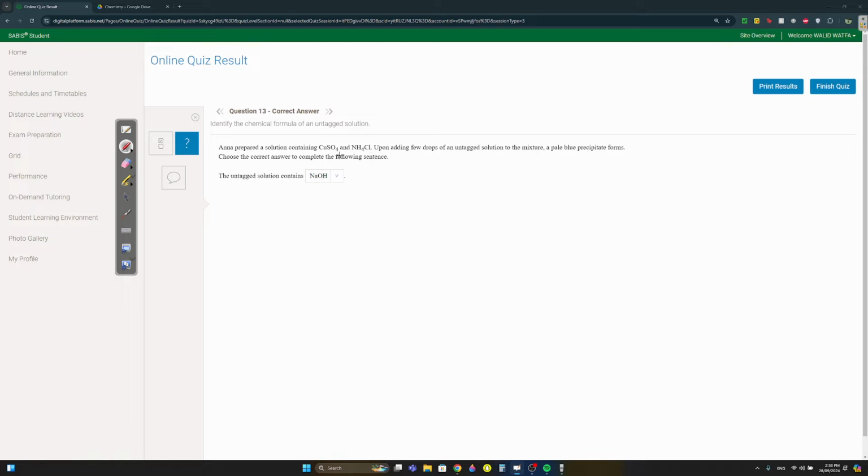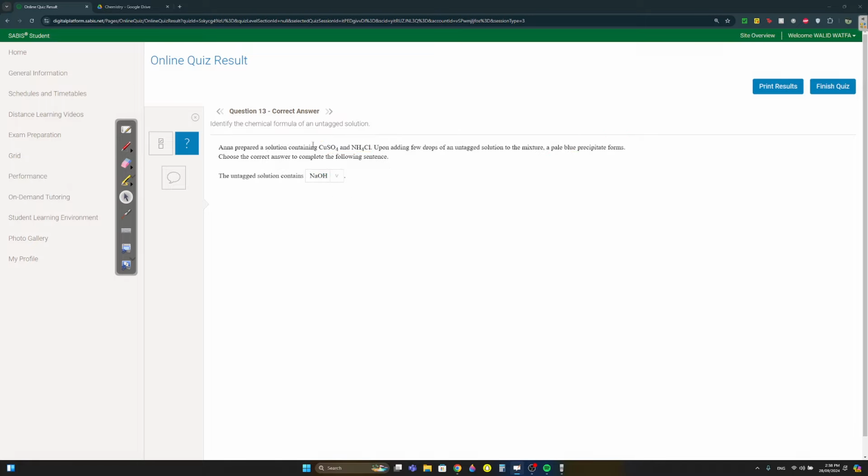Anna prepared a solution having copper sulfate and ammonium chloride. Upon adding a few drops, a blue precipitate forms. Choose the correct answer to the solution. Anyway, what did you add to get a blue precipitate? We know blue means copper, Cu2+. When you want to test for Cu2+, you have to add NaOH or NH3. But NH3 wasn't in the choices, only NaOH was. So that's why the answer is NaOH.